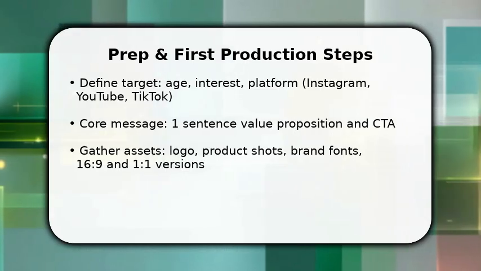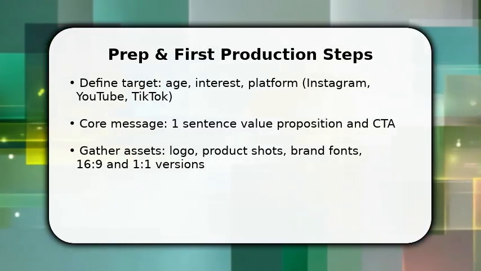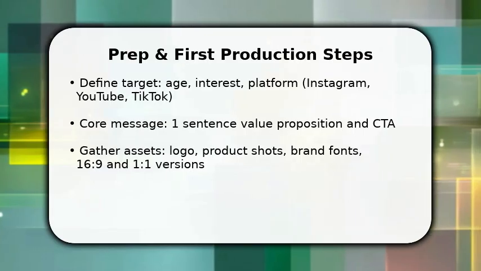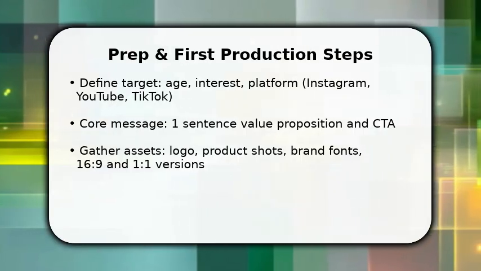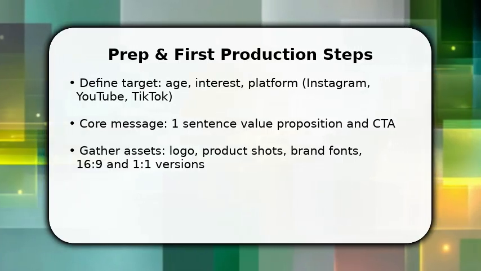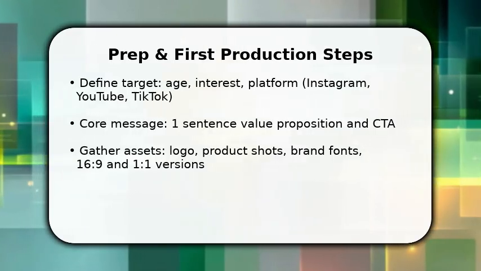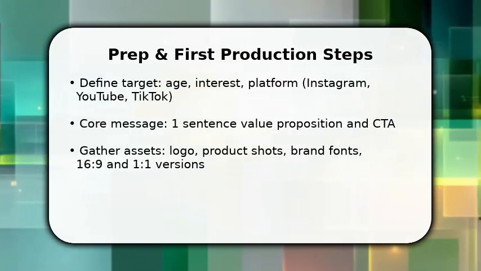You start by narrowing who you're talking to and why they should care. This shapes tone, length, and visuals. Once that's clear, write a one-sentence value proposition plus a single clear CTA and storyboard 3 beats. Hook, benefit, close. Make sure to collect brand assets now: logo, product shots, and 2 aspect ratios.